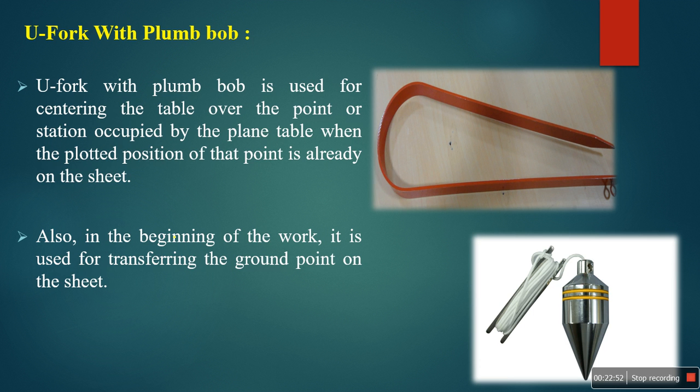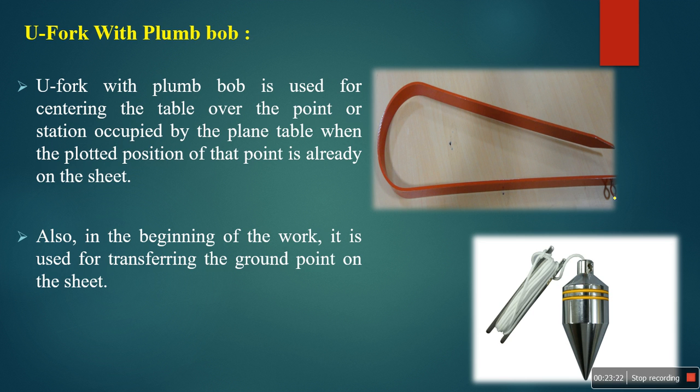Then the last very important instrument is the U fork with a plumb bob. This is the image of the U fork. U fork is made of steel or metal in a U shape. At one of the edges, it is made in a triangular shape with a sharp point, and another edge is attached with a small ring.